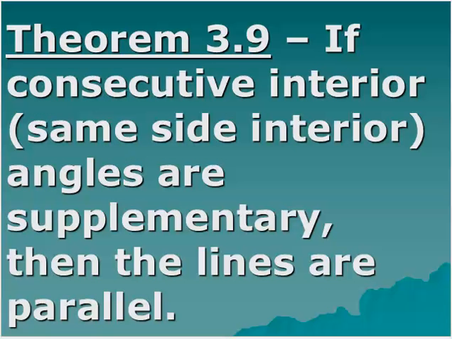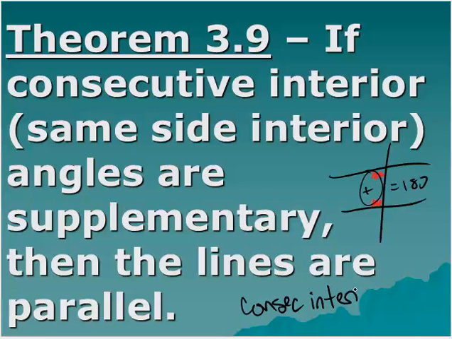Theorem 3.9 also gives us two lines and a transversal that crosses them. If the consecutive interior or same side interior angles, so this one and this one, are supplementary, if together these add up to equal 180 degrees, then the lines are parallel. My reason would be consecutive interior converse, because now we're going backwards. We're given some information and we're making a statement that the lines are parallel. I could also put same side interior.